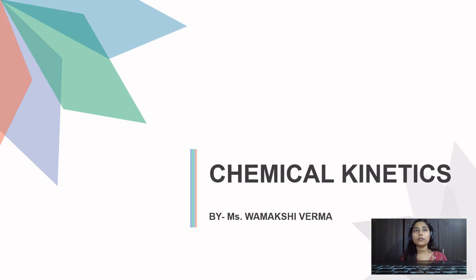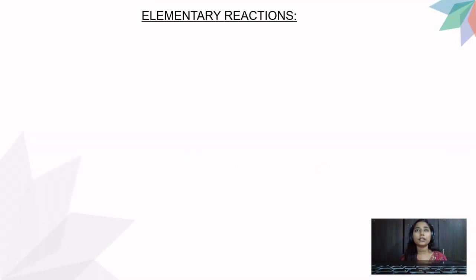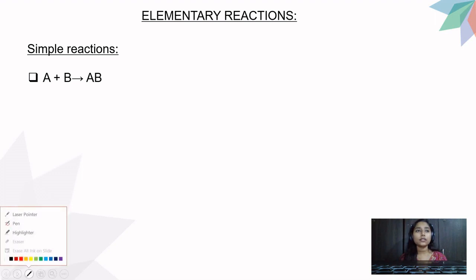The first topic here is elementary reactions. For elementary reactions, I'll take two types of reactions. The first is simple reactions. Now, what are simple reactions? The reactions which take place in a single step are known as simple reactions. As you can see here, reactant A and reactant B react with each other to give you product AB. This reaction has taken place in a single step, so this is a very simple reaction.